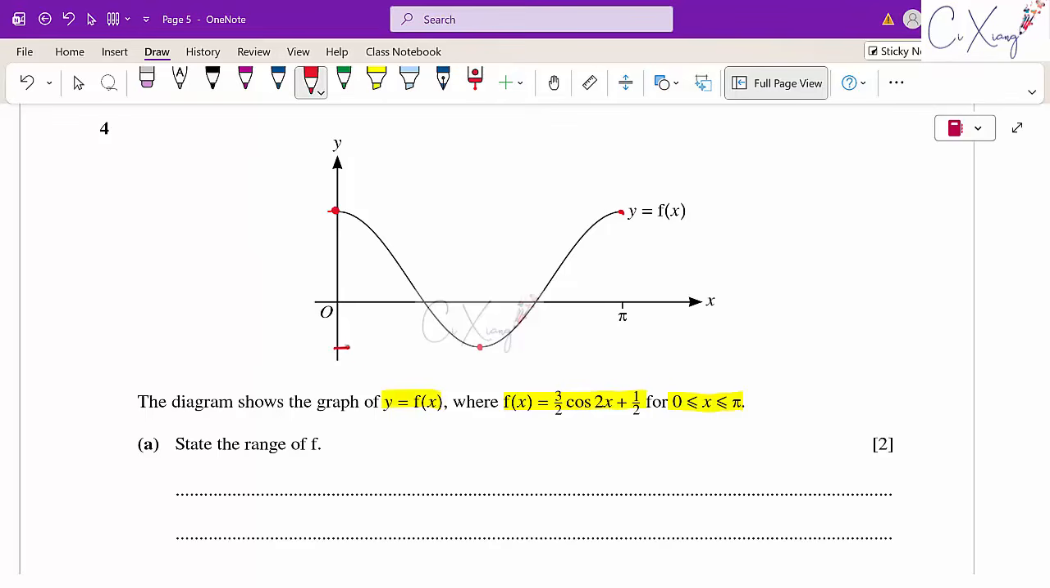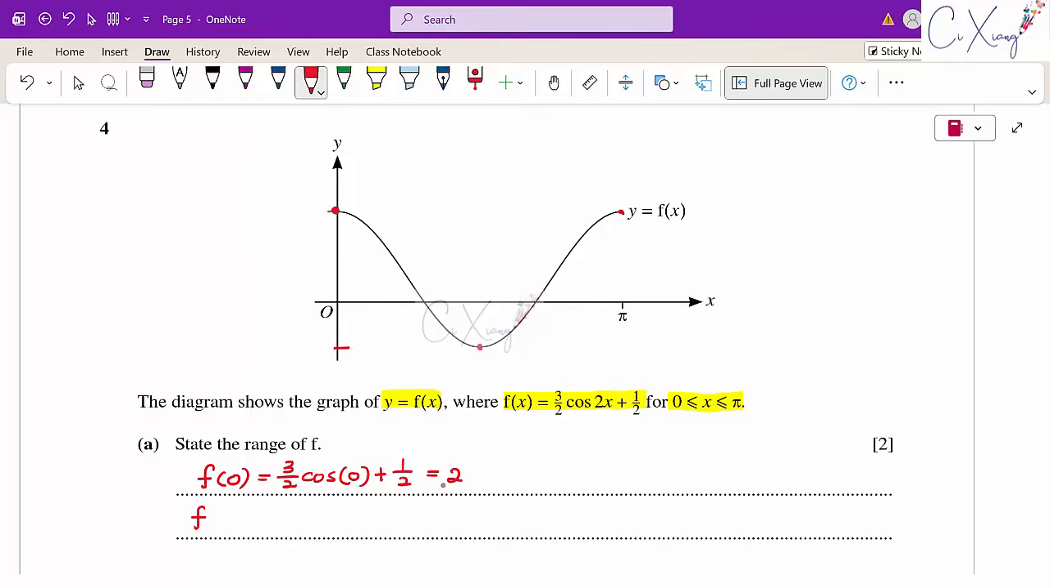The first method is, since you know that the maximum point appears at x equals 0, you can substitute 0 into your function first. You'll have 3 over 2 times cos 0, plus half. When you press the calculator, you should get the value of 2, because cos 0 gives you 1, so 3 over 2 plus 1 over 2 gives 2.